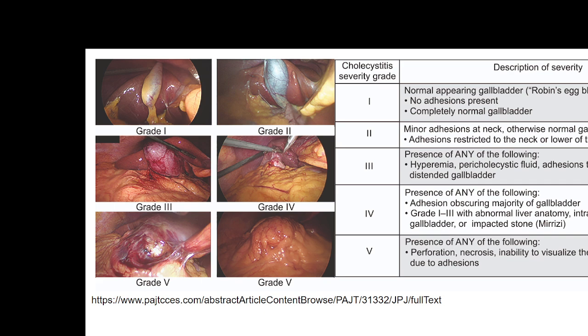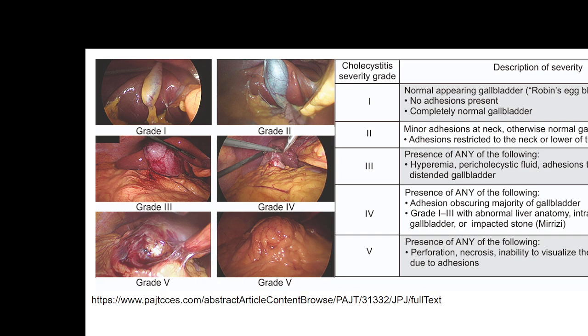The classical, or conventional, method of grading cholecystitis, to decide whether there is a need for surgery or not, is to grade into 5 categories. The first category is where there are no adhesions and the gallbladder is visibly normal, and the second grade is where there are minor adhesions at the neck and the gallbladder is otherwise normal. So these are medically curable and there is no need for surgical intervention at that time.